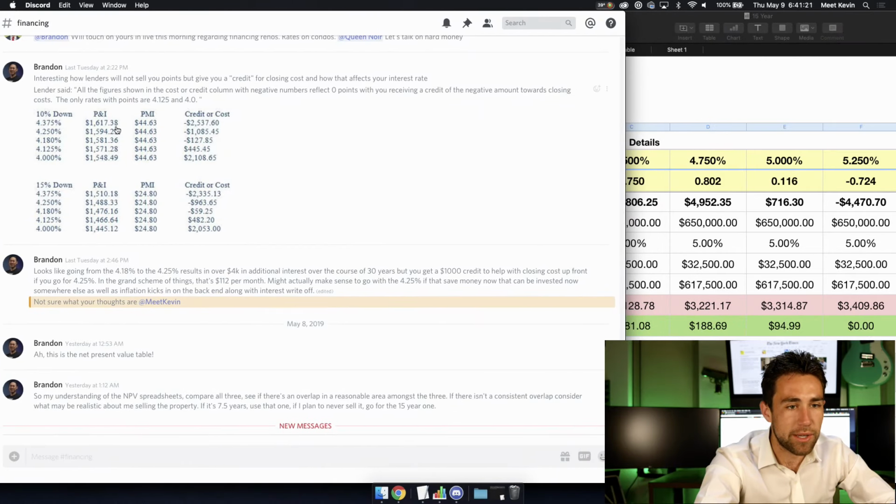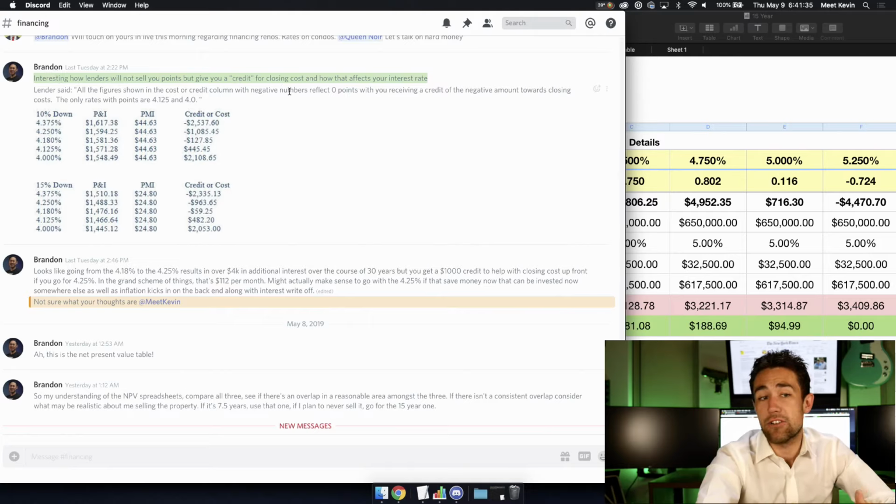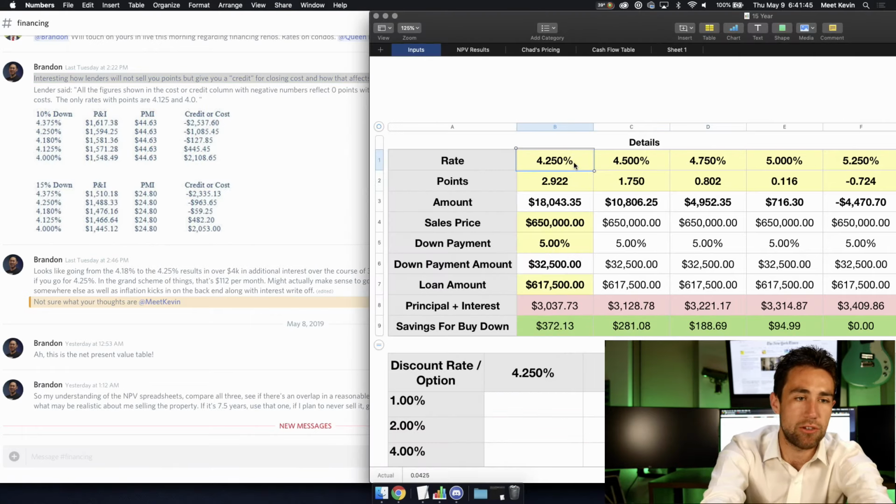I don't have all the details, so I'm going to have to work this backwards. Brandon is showing what a lender gave him: you could get a credit back or you could pay money. Brandon pointed out that his lender doesn't call that negative points. It's basically the same thing. When you're paying money, it's points. When you get money back, the lenders call it a credit or negative points. Every lender's different with their terminology, but let's see if we can rebuild what you have here.